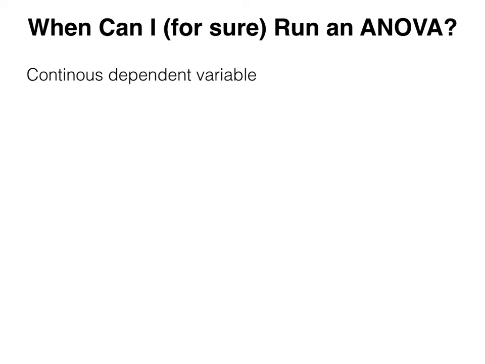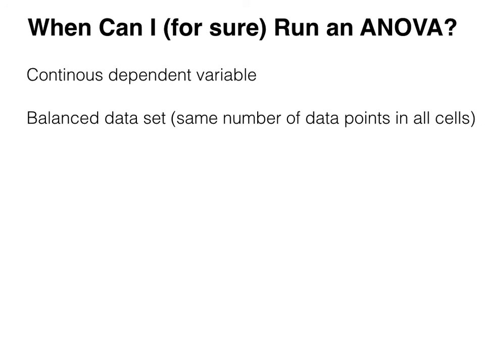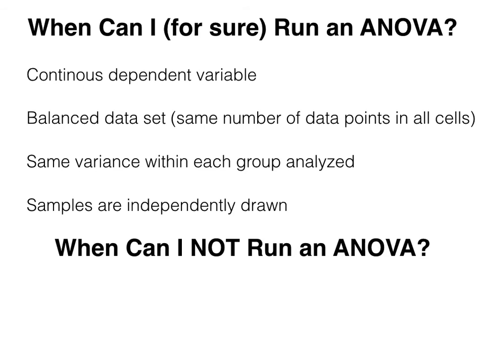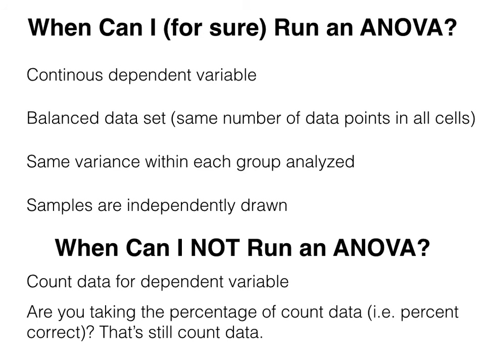Well, you need a continuous dependent variable, a balanced data set, although there are ways around this. The same variance must be assumed for each group analyzed, and the samples should be independently drawn. Now, when can I not run ANOVA? If your dependent variable is for count data, you cannot run an ANOVA. Are you taking the percentage of a count? Well, it's still count data. If you have 4 possible options and you transform the answer of 2 to 0.5, that doesn't make it suddenly not based on count data.